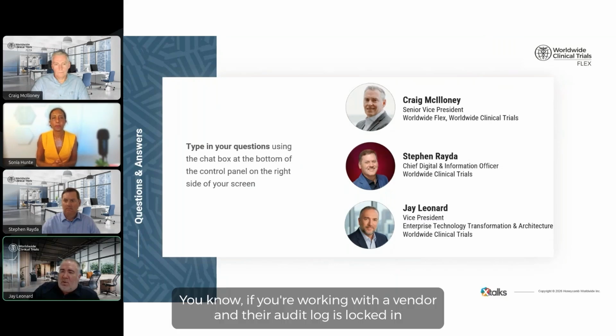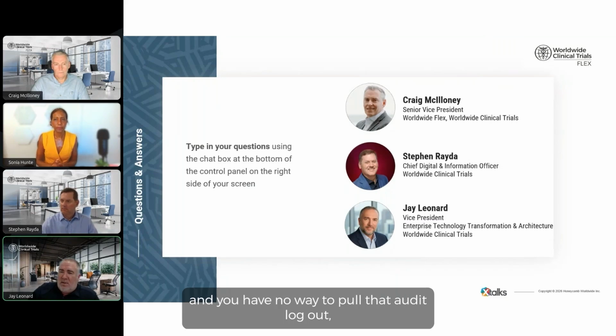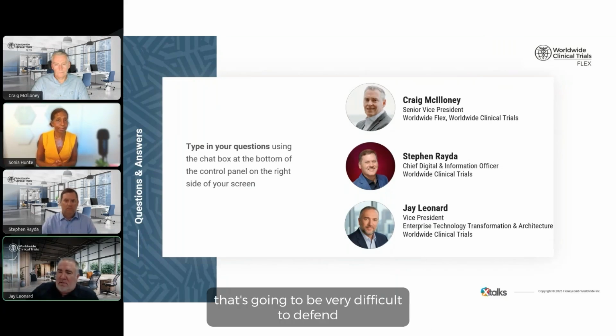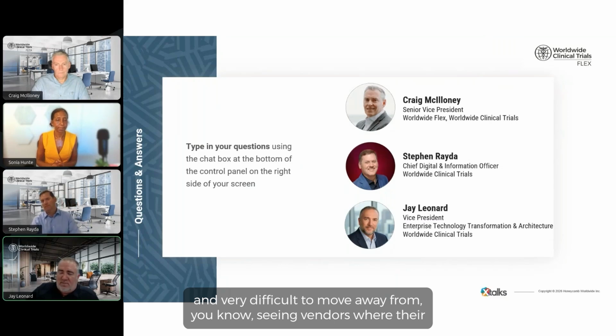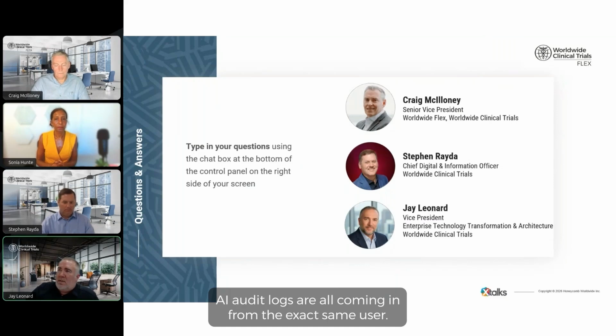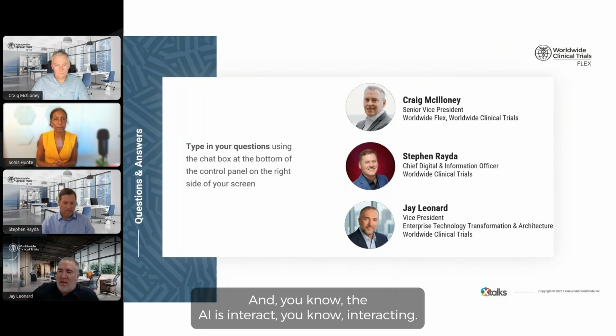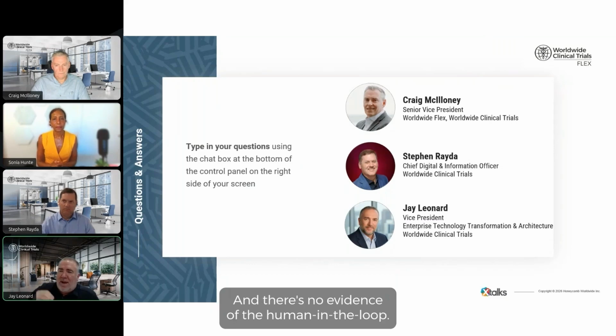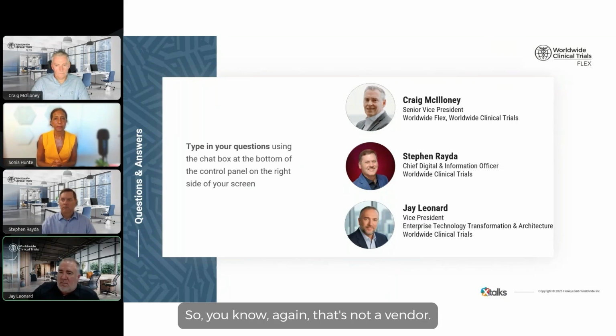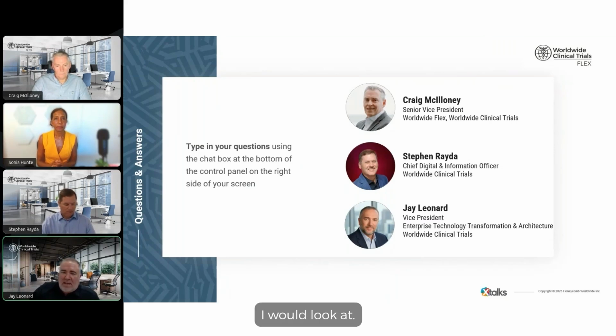If you're working with a vendor and their audit log is locked in, you have no way to pull that audit log out. That's going to be very difficult to defend, very difficult to move away from. I've seen vendors where their AI audit logs are all coming in from the exact same user. Well, that's a red flag. The AI is interacting, and there's no evidence of the human in the loop. So, again, that's not a vendor I would look at.